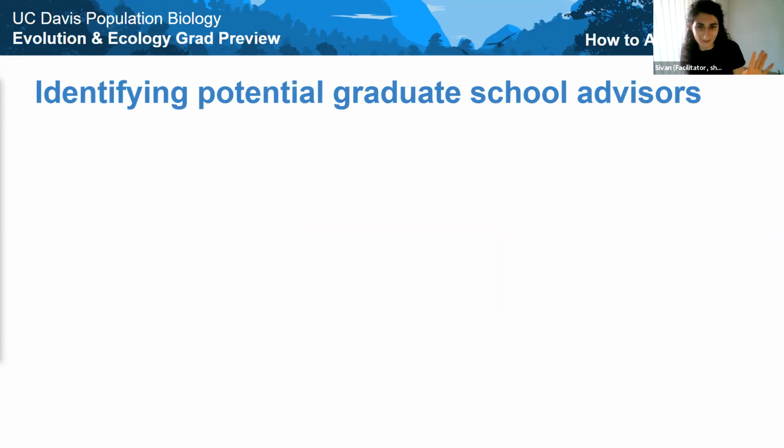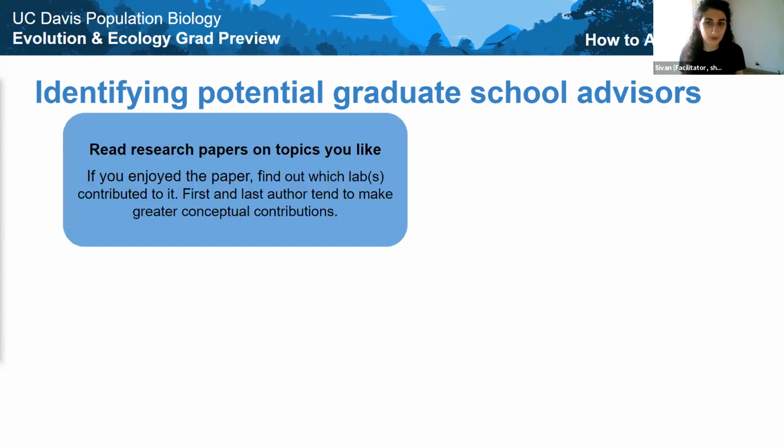And we're starting with identifying potential advisors, which you want to do by late September. So there's a few ways that you can do this. But before you start a search, it's just good to start by identifying what research topics interest you. And then a common approach is to read research papers on those topics. So if you enjoyed a paper, you find out which labs contributed to it. The first and last author tends to make greater conceptual contributions, so that's a good place to start.